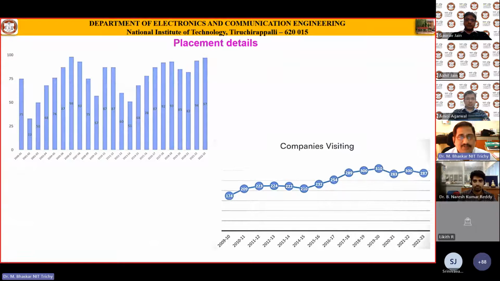So coming to the placements, NIT has a good track record of placement. So this is the UG placement. In 2023, almost 97% of the students got placed. And also, if you see the number of companies visiting, it's increasing rapidly. And another thing, most of our students also have an aspiration to do their masters and PhD in foreign universities, and after that they are coming back.